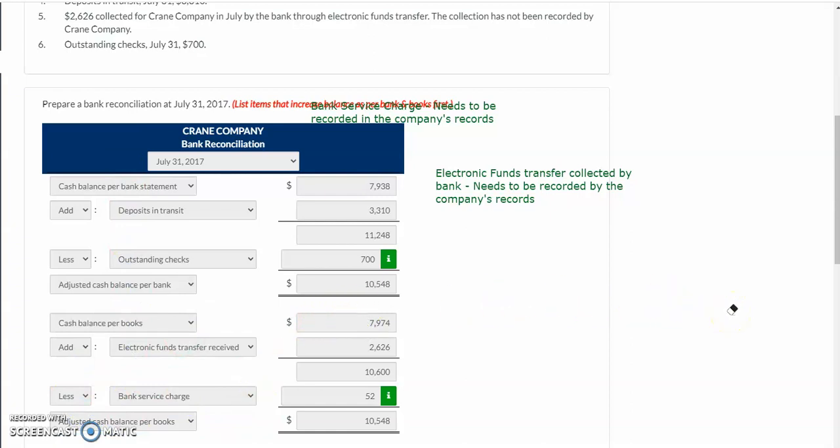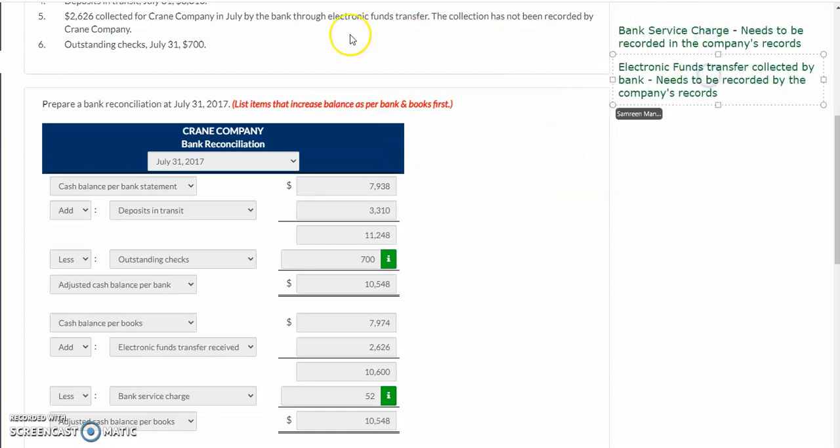We're going to start off with the amount given to us in our problem. So that was $7,974. Then we're going to add in that electronic funds transfer of $2,626, because this is money that is received and we did not record it yet, so we need to go ahead and record this. And for this item, we're going to be recording an adjusting journal entry. So keep that in mind. We need to record a debit to cash because we received money, and we're going to credit our accounts receivable because we don't want to follow up with our customer or whoever we're collecting money from for that amount.